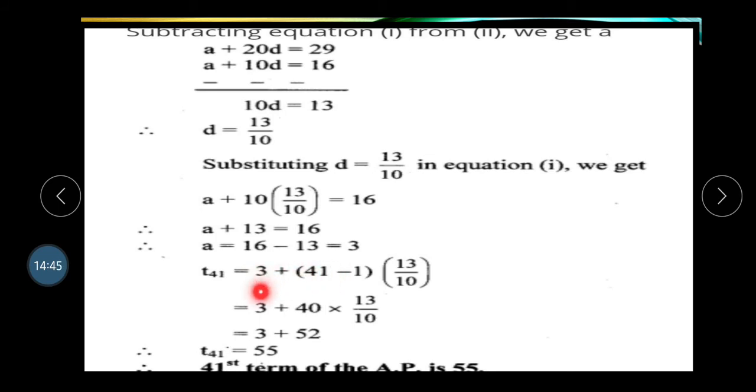So our A is 3, n is 41, minus 1, and D is 13 upon 10. So 41 minus 1 is 40, into 13 upon 10. Now 10 into 40, what will we get? 40 divided by 10 we will get 4. So 4 into 13 we are getting 52. 3 plus 52, 55. Therefore the 41st term of this AP is 55.